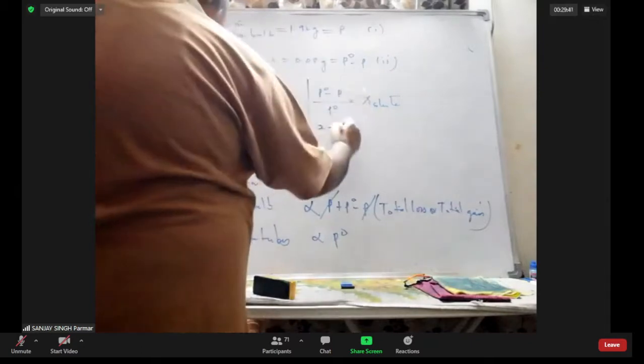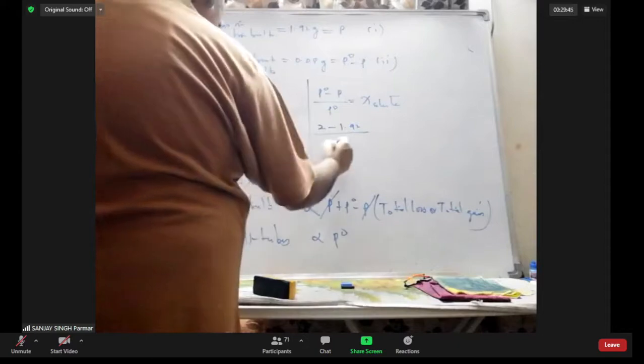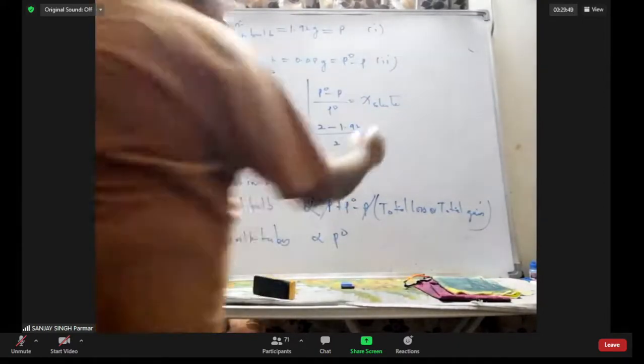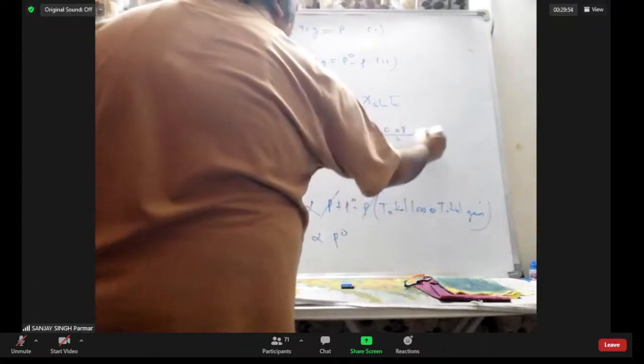Whatever the P value is, it is 1.92, and this is nothing but 2. Can I say this is nothing but 0.08 divided by 2? So can I say 0.04?